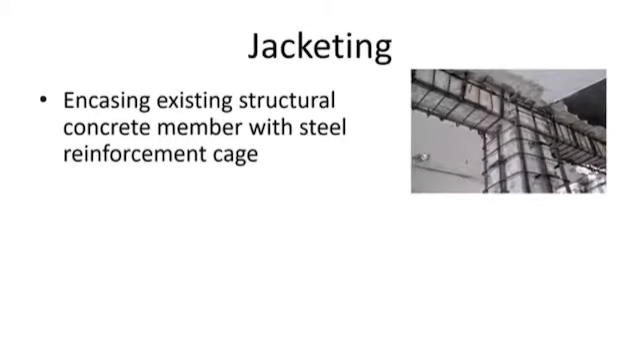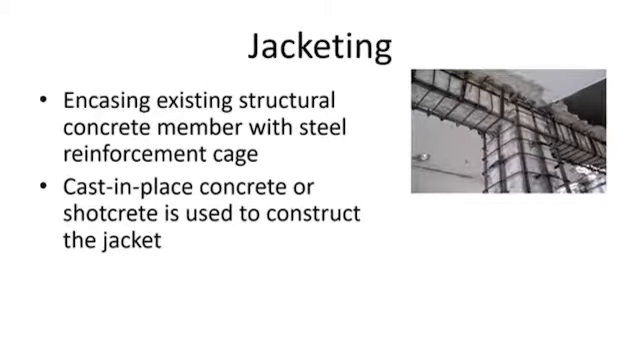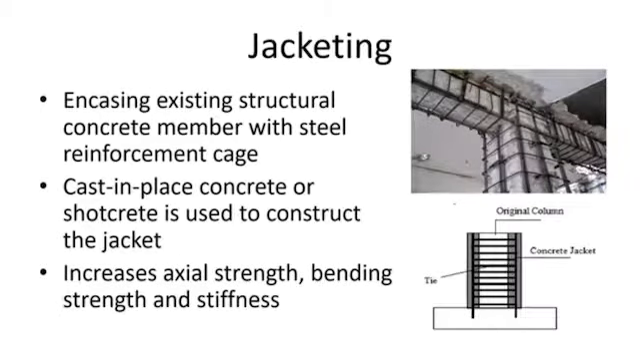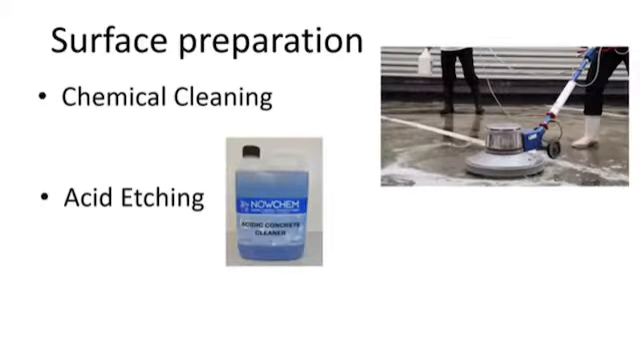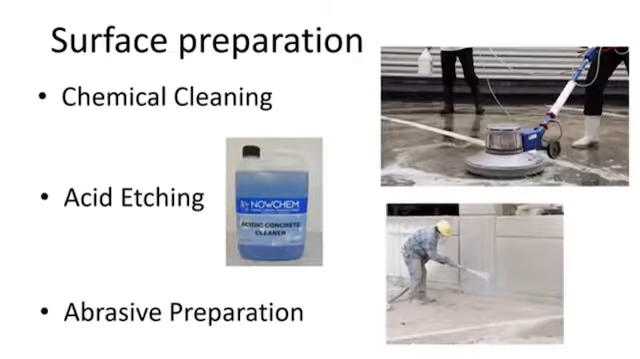The rehabilitation method of jacketing consists of encasing the existing damaged structural concrete member with a steel reinforcement cage, and then cast-in-place concrete or shotcrete is used to construct the jacket. The first step to jacketing is to prepare the existing surface, making sure it is ready for a new concrete to be bonded to it. Chemical cleaning and acid etching are sometimes used for this, but most commonly abrasive preparation is used.